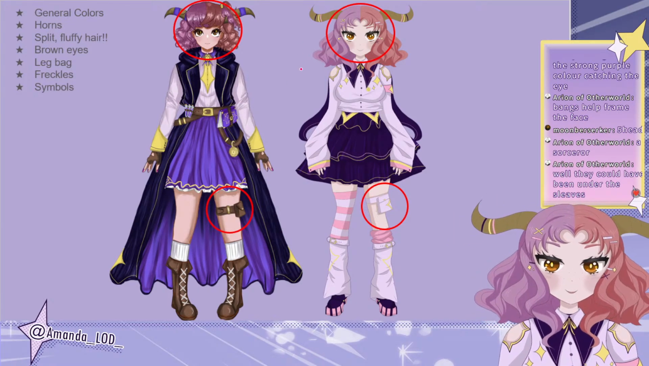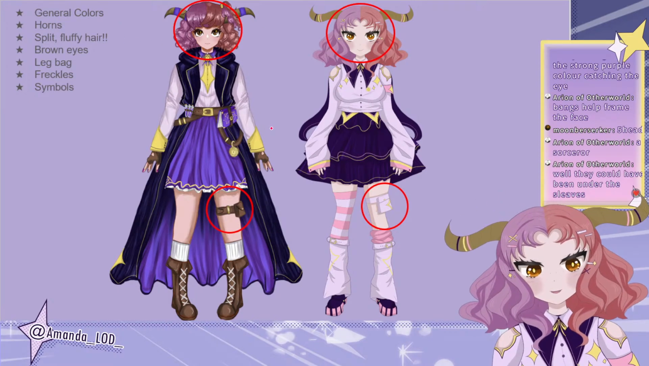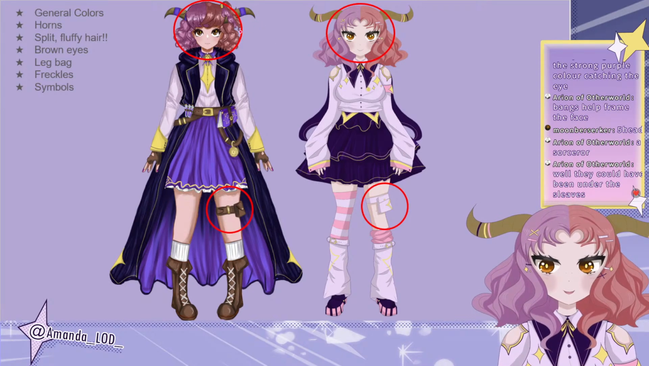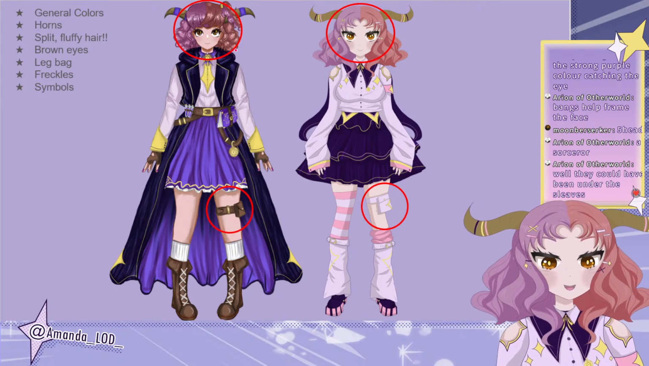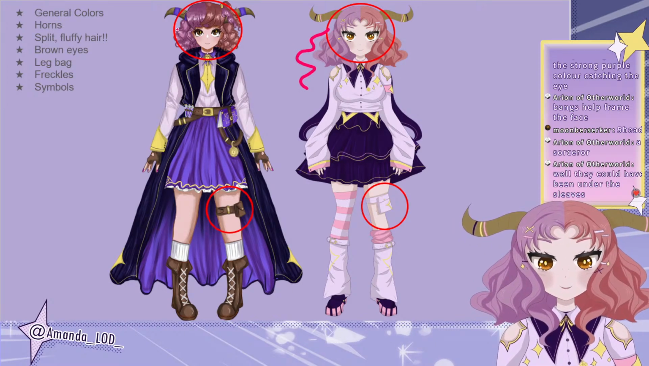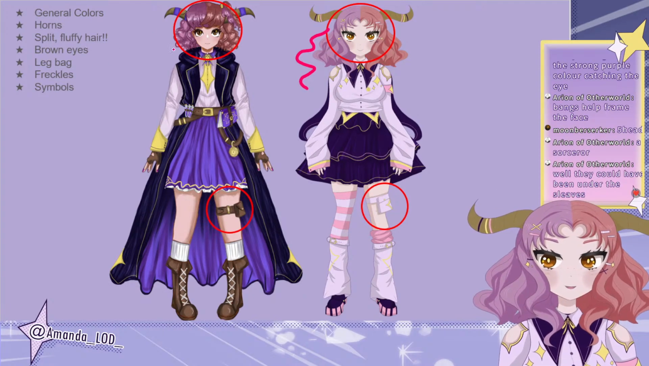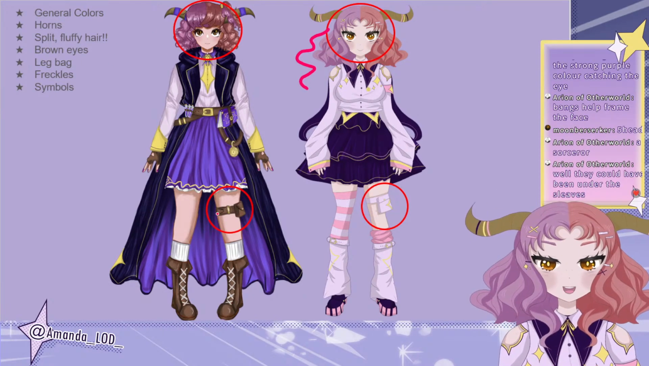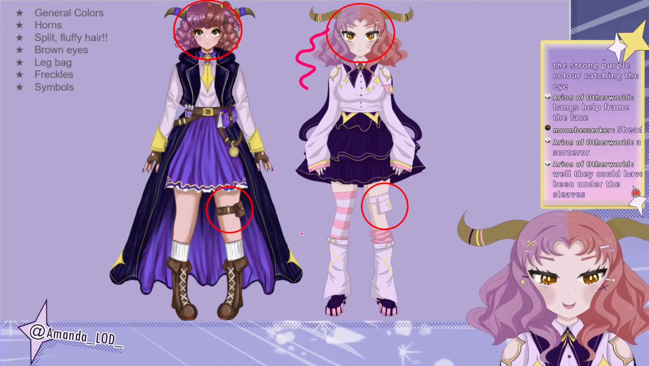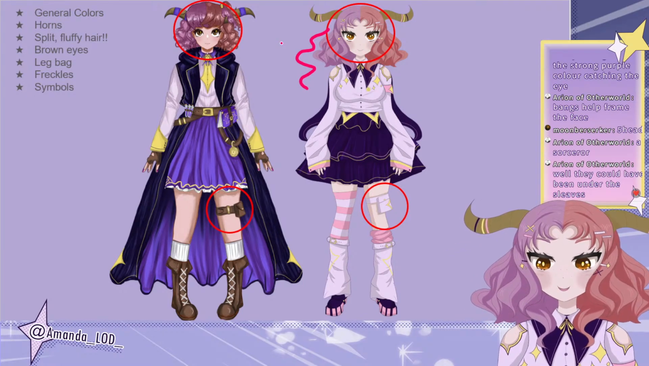So I think for me, the things that were absolutely non-negotiable were the general colors. I still wanted very much purple, because purple's my favorite color. Horns, of course. The horns couldn't go anywhere. The split fluffy hair is essential. It has to have this curly, fluffy texture, and it has to be purple on the left and pink on the right. That's essential. Brown eyes. The leg bag, I wouldn't say is an essential element of the character, but I just love it. I wish leg bags were a practical thing. I think they look very cool.